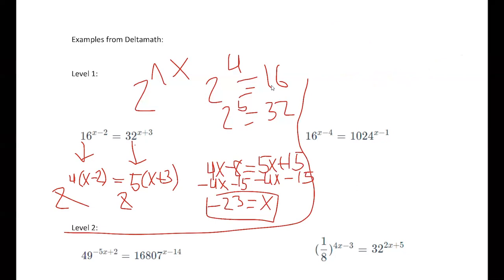For this one, like I said, you're just trying to think: up to what power could we get 16, and up to what power could we get 1024. Like I said, with evens, a lot of times 2 is going to work. Probably 4 would work. I'm curious, is 4 up to something going to give me 1024? I don't know off the top of my head.